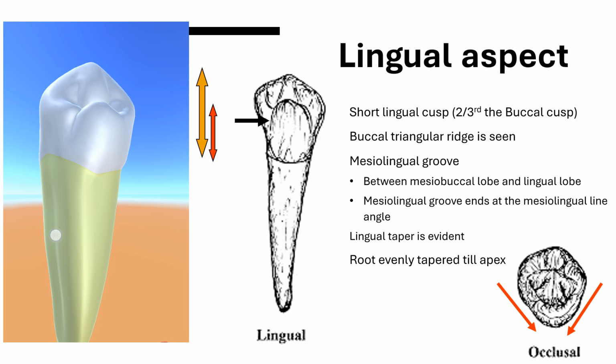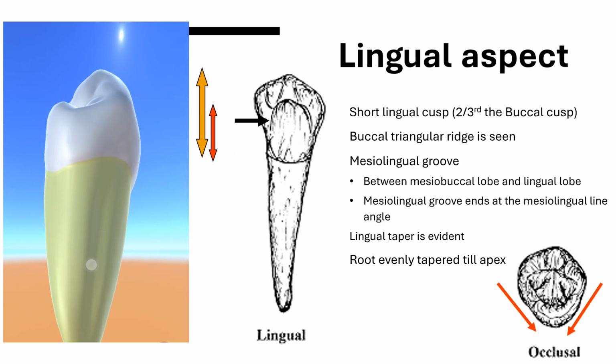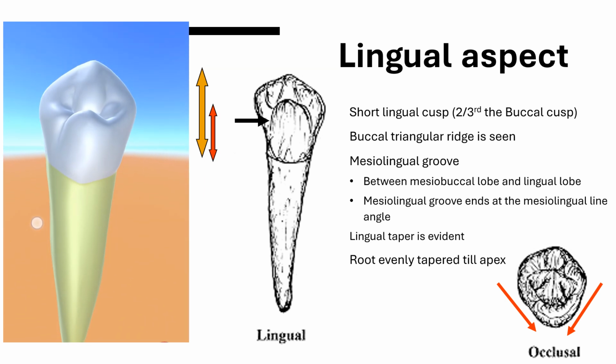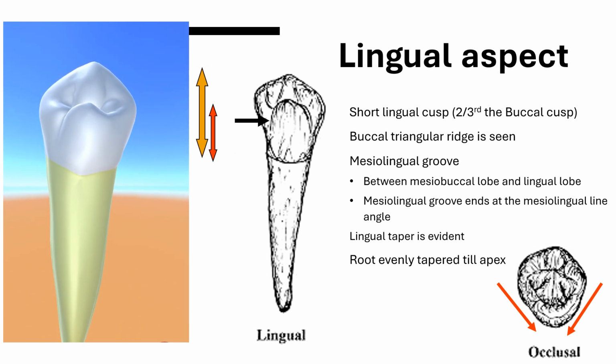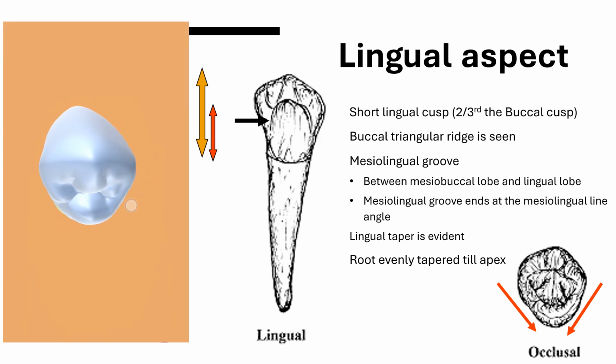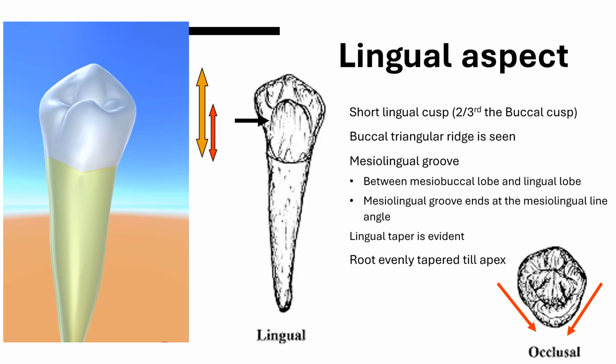The roots also taper. You can make out that some portion of the distal and the mesial surfaces can be visualized from the lingual aspect. That is because of the lingual taper. As you see from the top, the lingual portion is narrower here. This lingual taper makes it characteristically seen from this aspect.